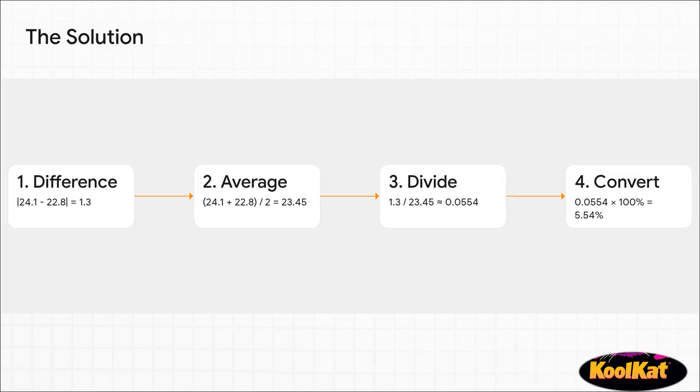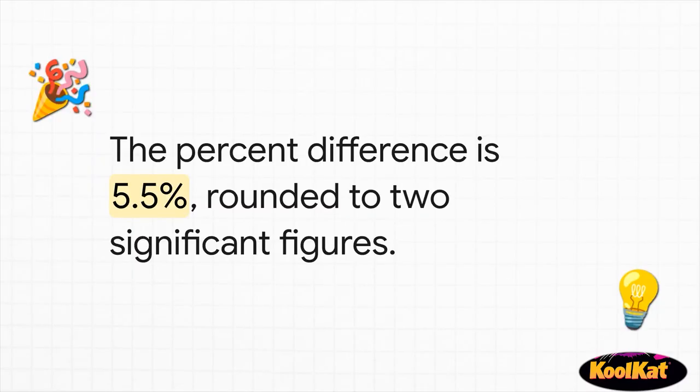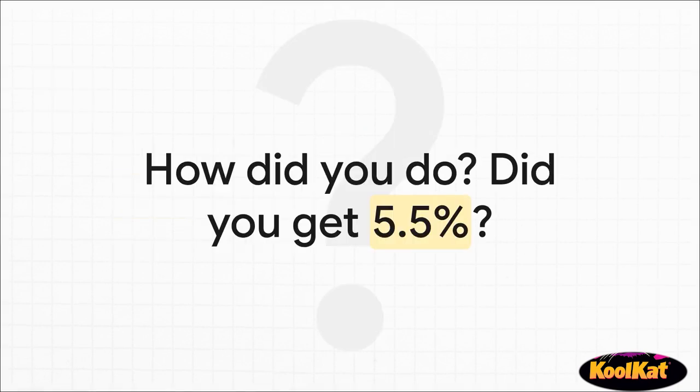So first, you find the difference between the two numbers, which is 1.3. Then you find the average of the two, which comes out to 23.45. Next up, you divide that difference by the average, and the very last step is to multiply by 100 to make it a percent. Which gives us a final answer of 5.5%, rounded to two significant figures. Awesome work! So, how'd you do? If you got 5.5%, seriously, congratulations. That's fantastic. If you didn't, hey, that's exactly what practice is for.